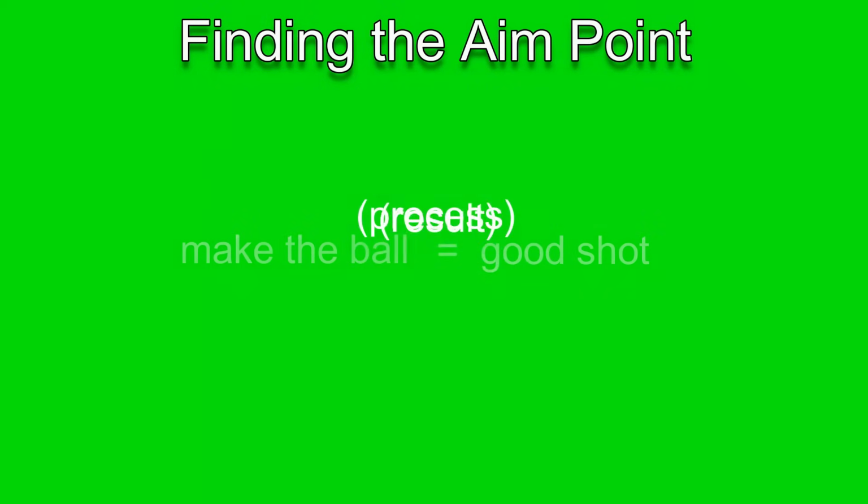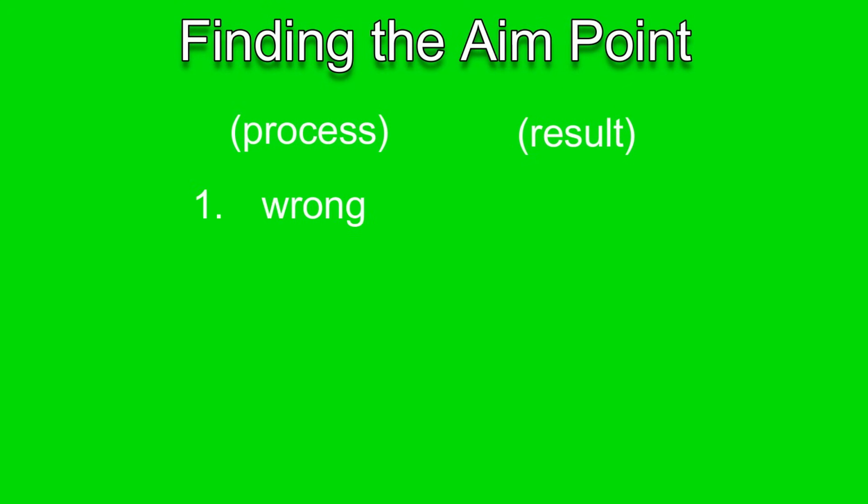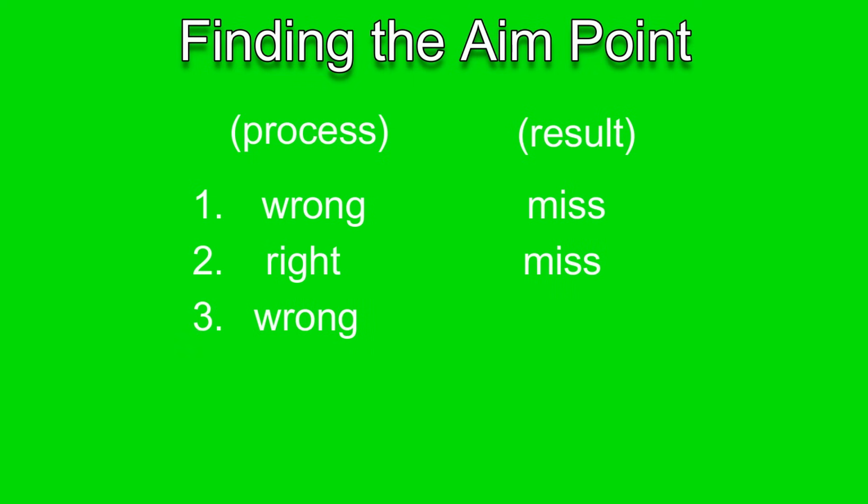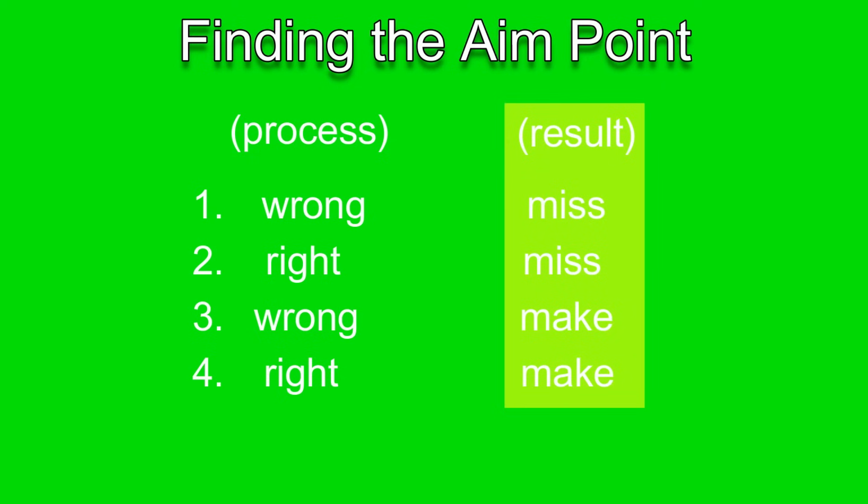There's actually 4 possibilities. You can aim wrong and miss the ball. You could aim correctly and miss the ball. You could aim wrong and make the ball. Or you could aim correctly and make the ball. Whether you miss the ball or make it, the result does not tell you whether or not you aimed correctly.